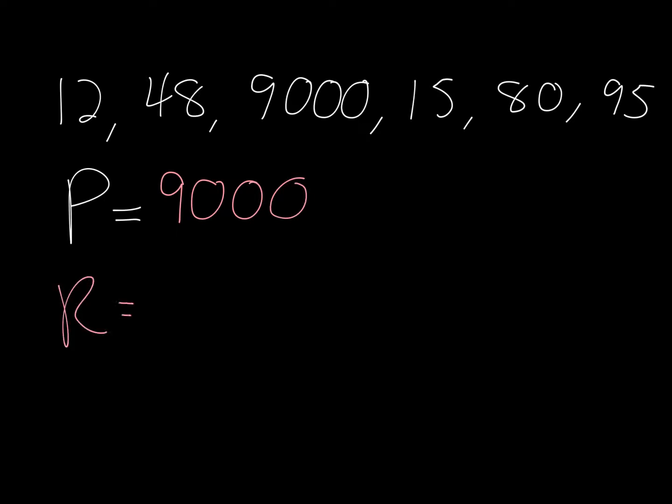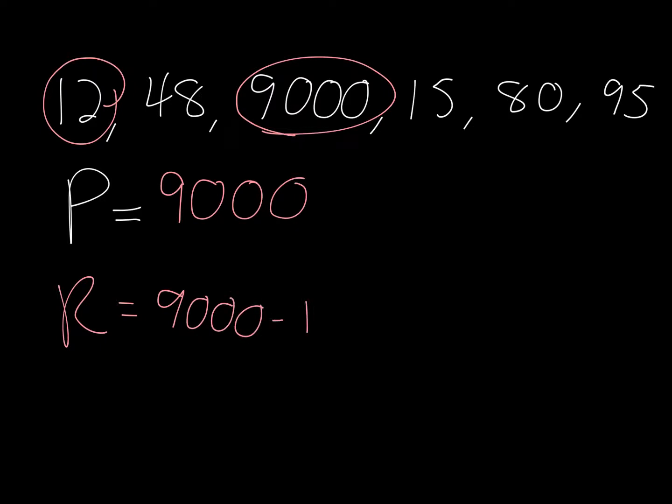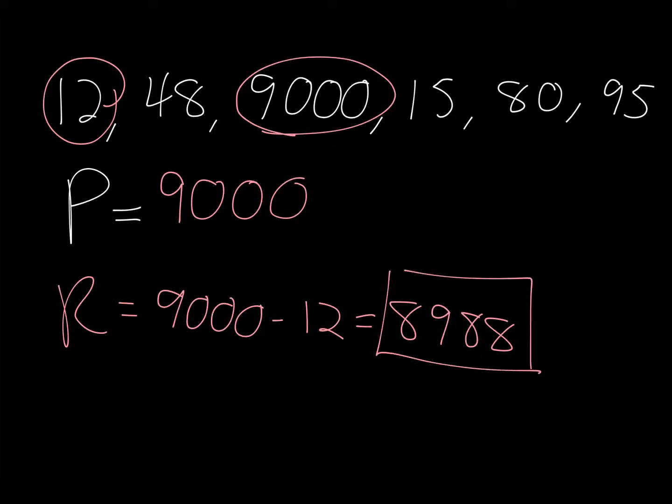And if I want to find the range, it would be the difference between the highest number, which is 9,000, and the lowest number, which is 12. So that would be 9,000 minus 12, which is going to be 8,988. There you go, because there's 8,988 values between 12 and 9,000.